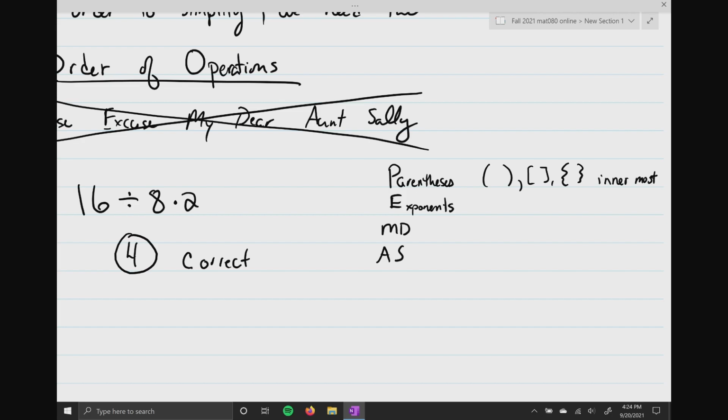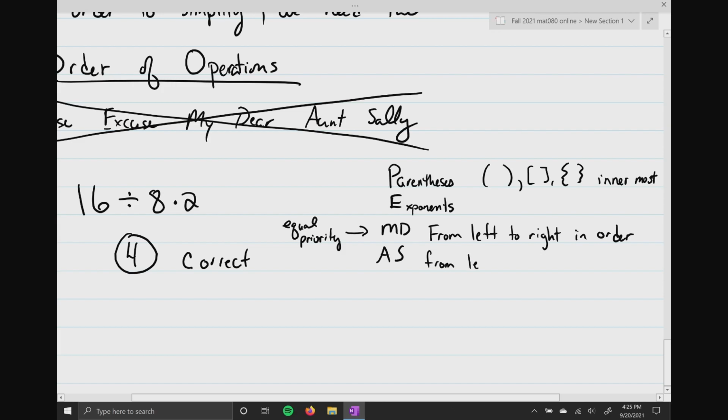Multiplication and division are on the same line, which means they share equal priority. However, you're going to do multiplication or division from left to right in order, because multiplication and division both have equal priority. One isn't more important than the other. You do them from left to right in the order that you see them. And the same applies for addition or subtraction. You do them from left to right in order.